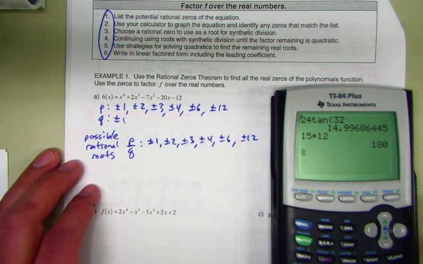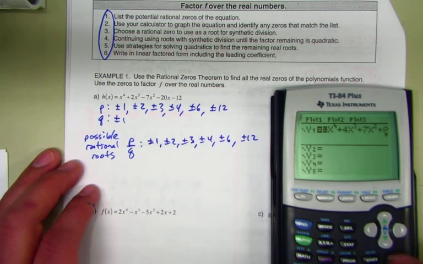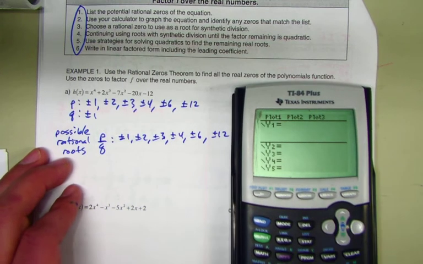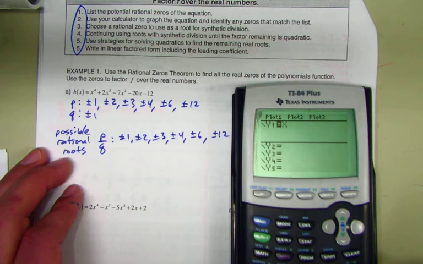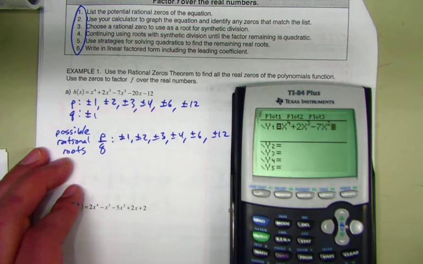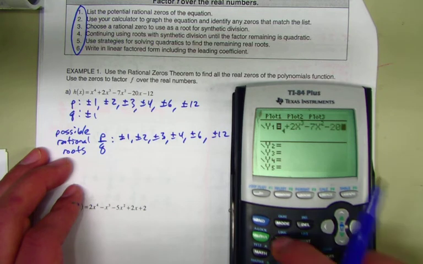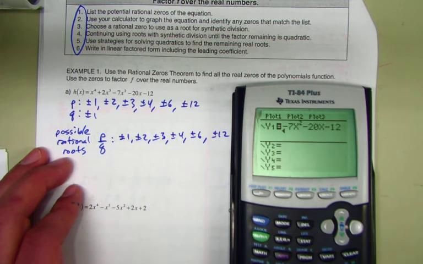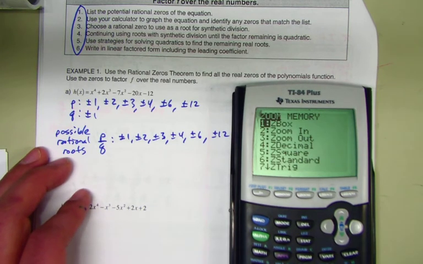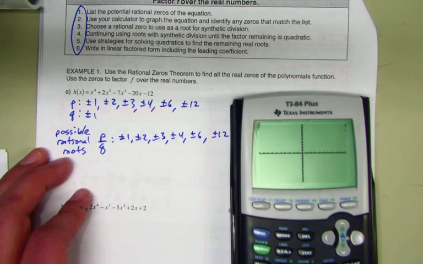So if we look at graphing it, let's just type that into the y equals menu. So x to the 4 plus 2x cubed minus 7x squared minus 20x minus 12. Okay. And a good place to start is always the standard window, so I'm just going to do zoom 6 and see what happens.